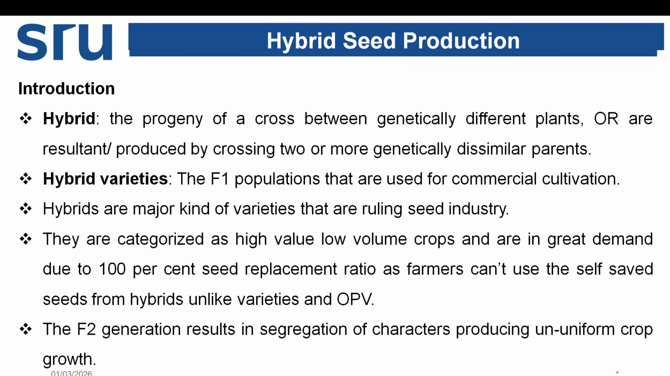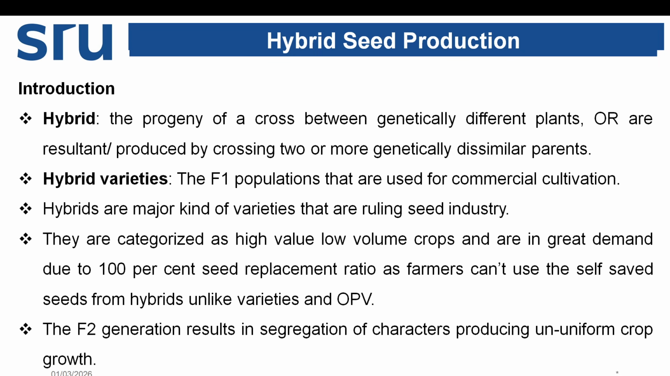So first, we will see what is hybrid. The hybrid is the progeny of a cross between genetically different plants. In other words, hybrids are the resultant product, or hybrids are produced by crossing two or more genetically dissimilar parents. Whatever output comes, that output product is called a hybrid.